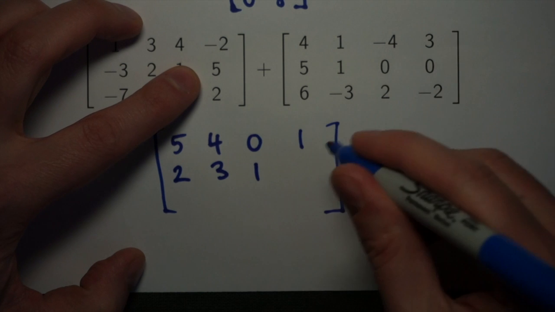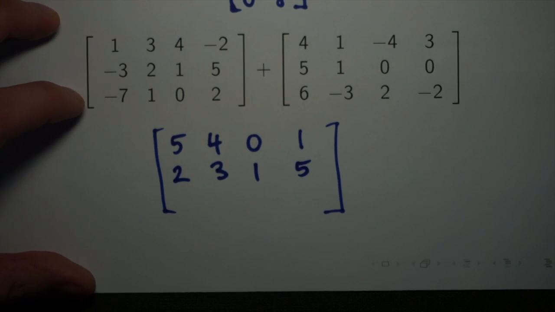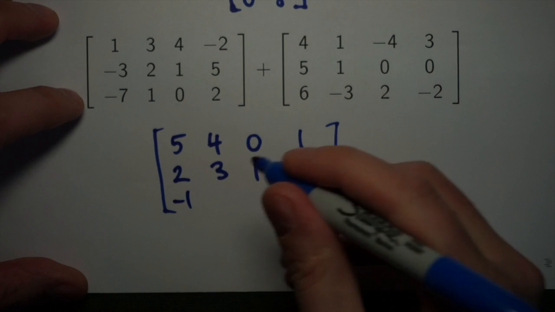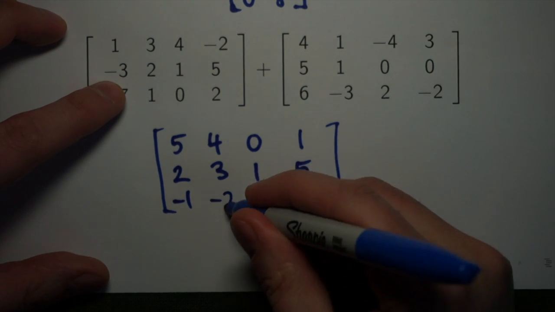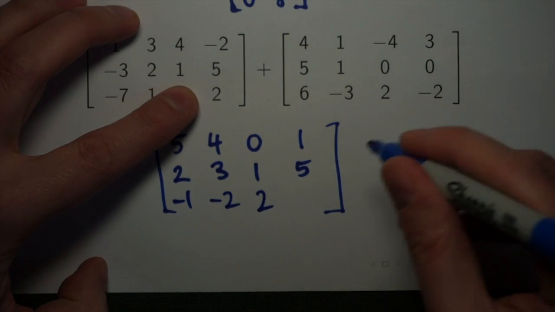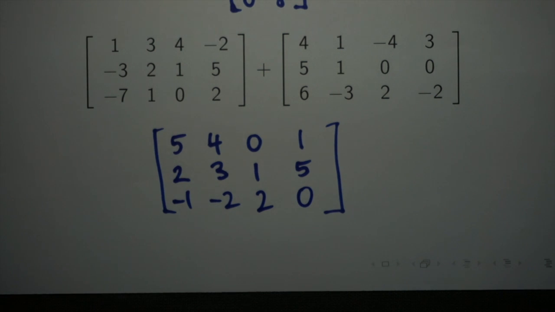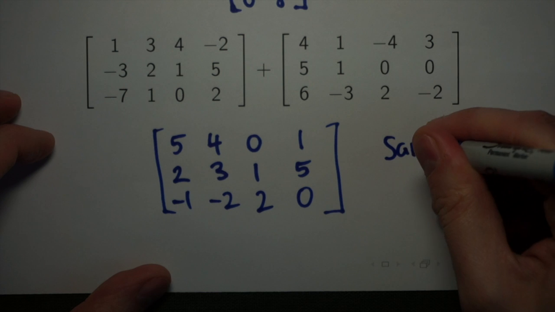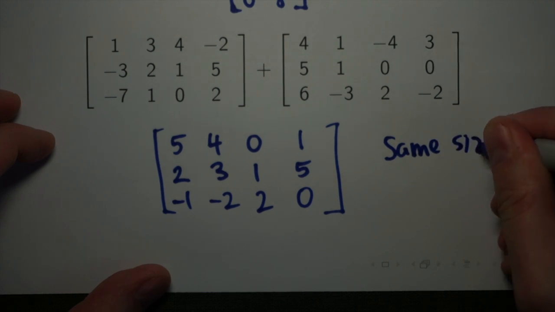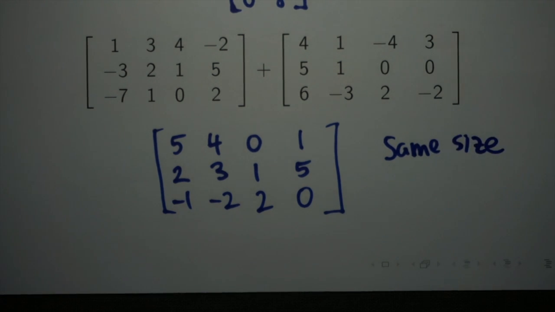As I keep adding these together, you should notice one thing. In order for this to work, the two matrices that I started with had to be the same size. If one of them had an extra column or one of them had an extra row, I wouldn't be able to find a corresponding entry to add to the entries that I have. So one of the stipulations for adding matrices together is that they have to start off the same size.